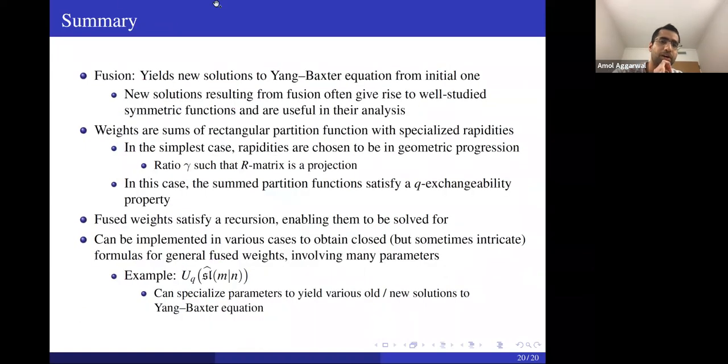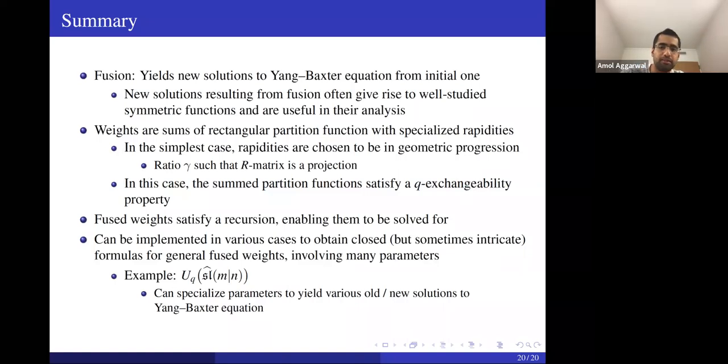So I will conclude by just mentioning that fusion is a way of producing new solutions to the Yang-Baxter equation, starting from an initial one. The new solutions are often fairly general, and you can use them to get a bunch of well-studied symmetric functions that are useful in our analysis. These weights are basically defined by Q sums of rectangular partition functions with specialized rapidities. In the simplest case, these rapidities are chosen to be in a geometric progression where the ratio is chosen so that the R matrix is a projection. And in these cases, some partition functions satisfy a certain form of Q exchangeability. And these fused weights satisfy a recursion, which basically allows you to solve for them explicitly.